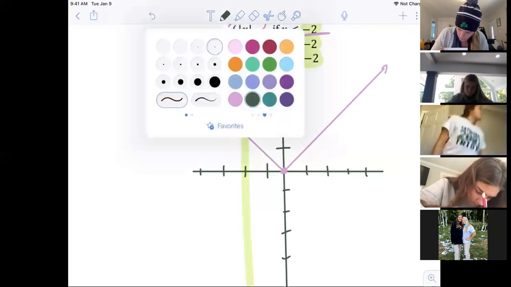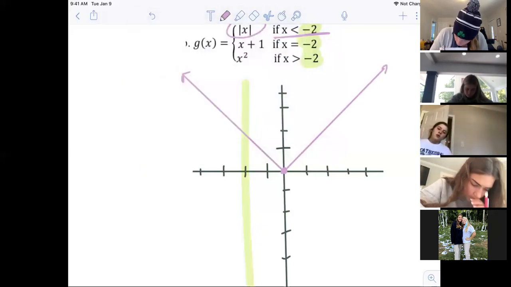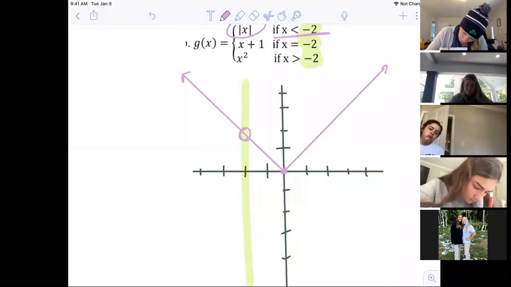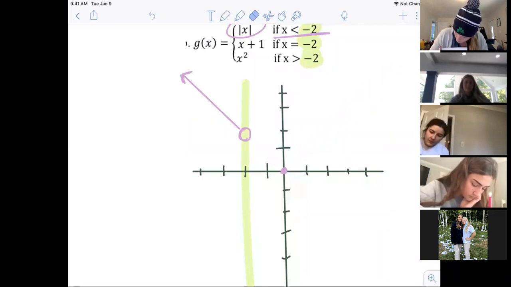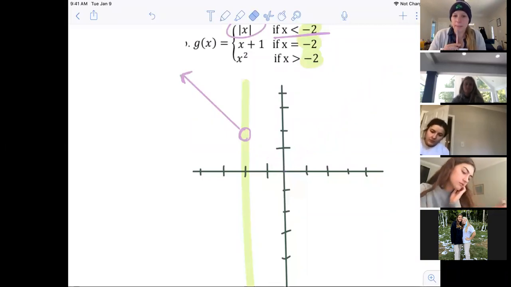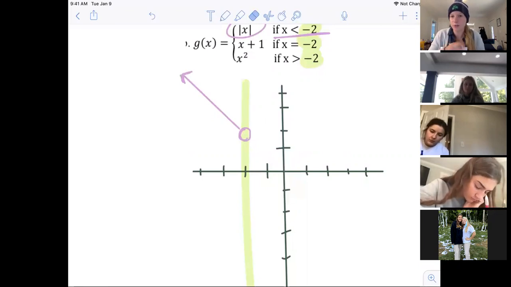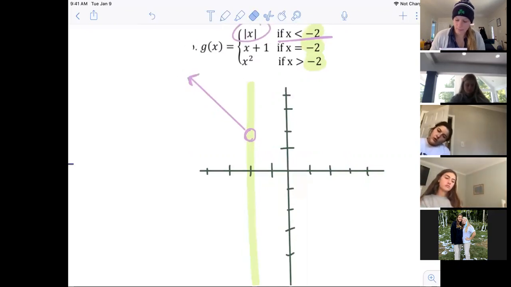So it looks like I would be, I think it's an open circle, and I would have my absolute value straight line going off this way. When I do this on paper with a pencil, I just draw everything and erase the parts I don't want. And that's what I'm trying to mimic with the iPad.